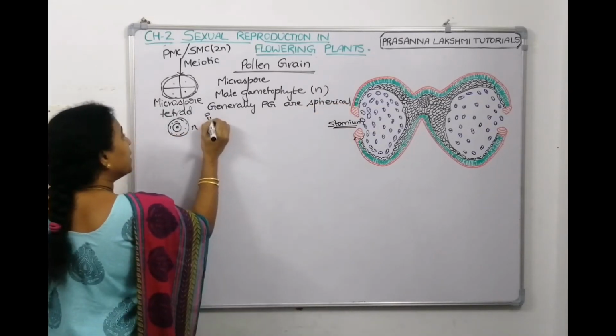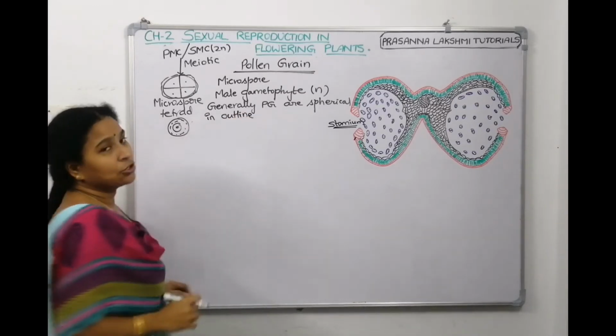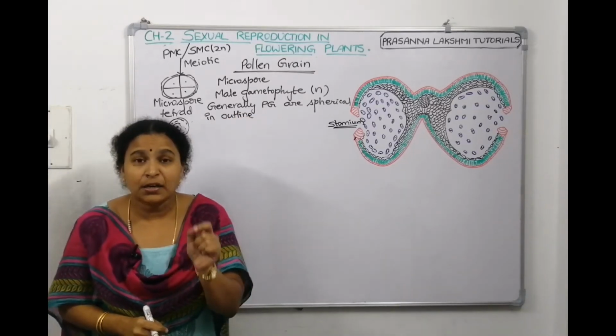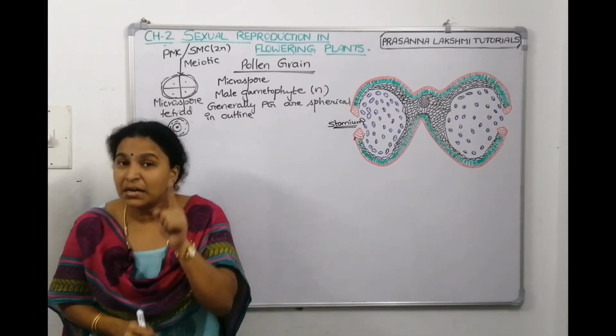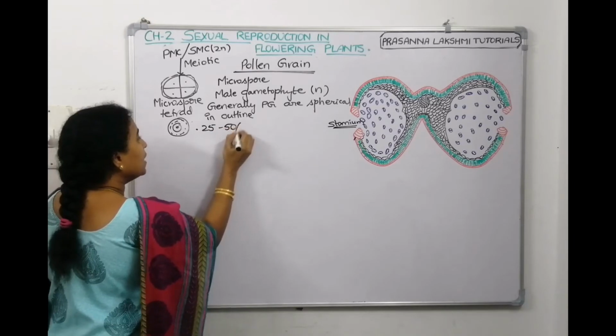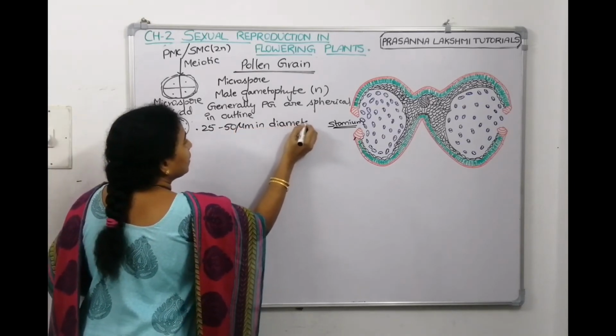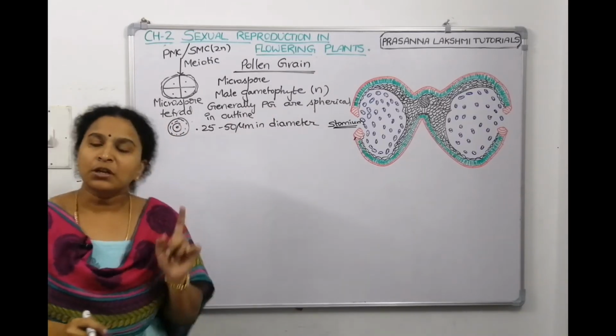They are spherical in outline. Now, what is the dimension of the pollen grain? The size of the pollen grain is 25 to 50 micrometers in diameter. This is the dimension of the pollen grain.